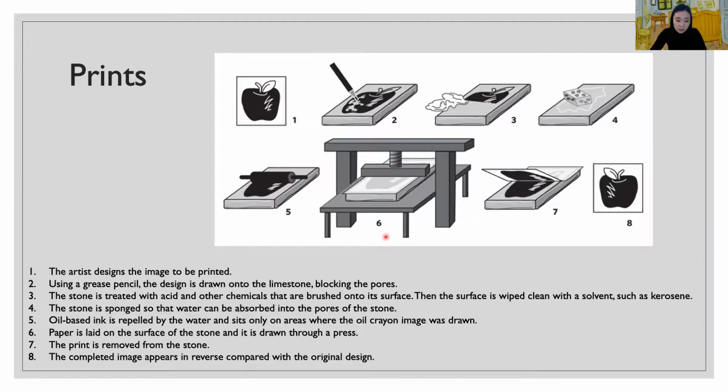And step 6, the paper is laid on the surface of the stone, and it is drawn through a press like this. And step 7, the print is removed from the stone, and the completed image appears in reverse compared with the original design. So let me share a video to show the process of lithography.